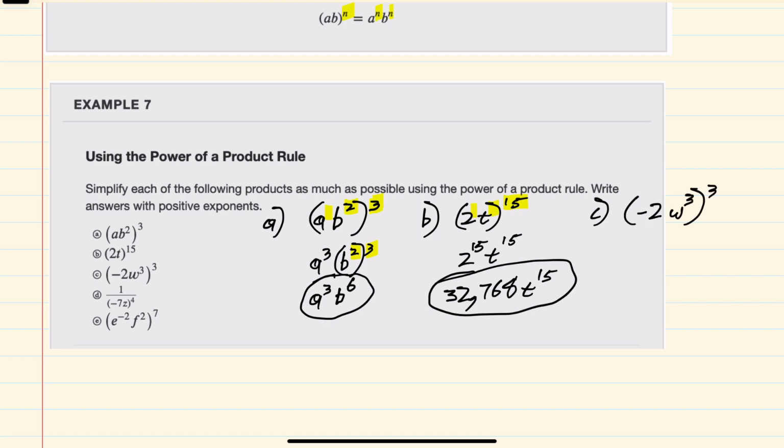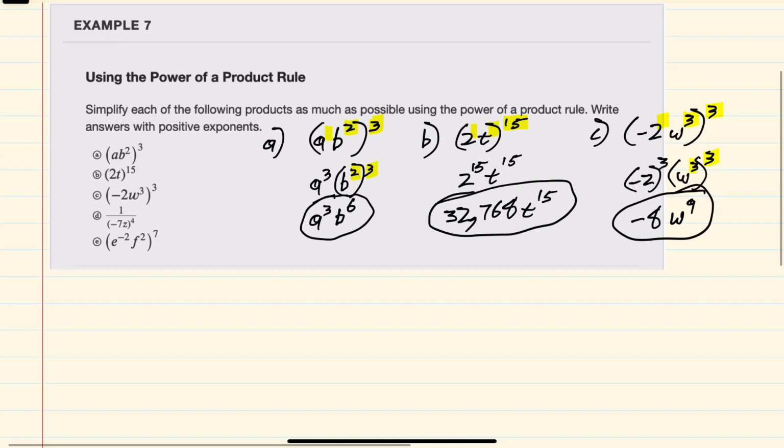For c, applying the power of a product rule, this 3 outside will apply to both inside. So -2 is being raised to the third power, and w cubed is also being raised to the third power. The -2 to the third would simplify to -8, and then for the w, we would multiply the power inside and outside to give us w to the ninth.